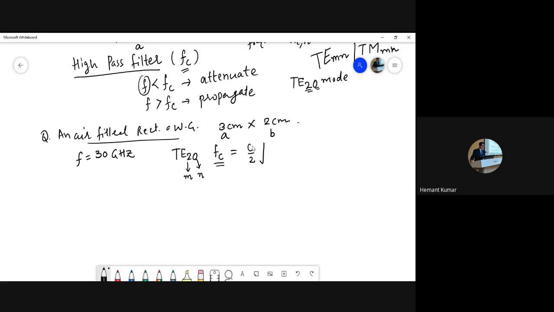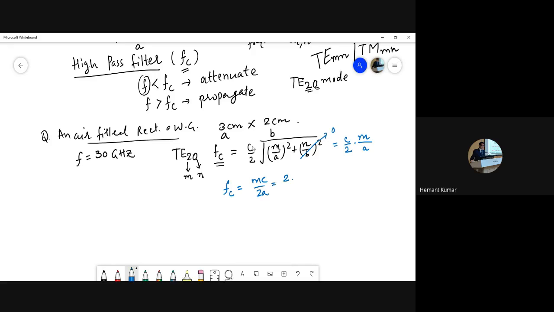The formula is fc = (c/2) times the square root of (m/a)² plus (n/b)². When n is 0, this whole factor will be 0. Still, this will be equal to c times m by 2a. So fc will be equal to mc by 2a. Just put these values.